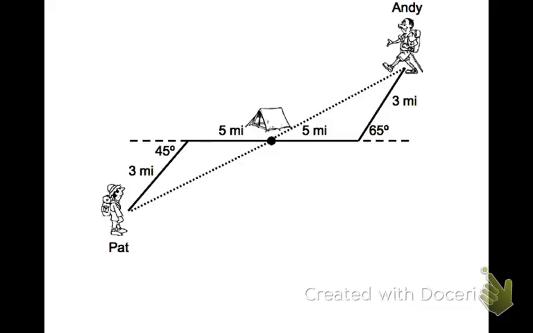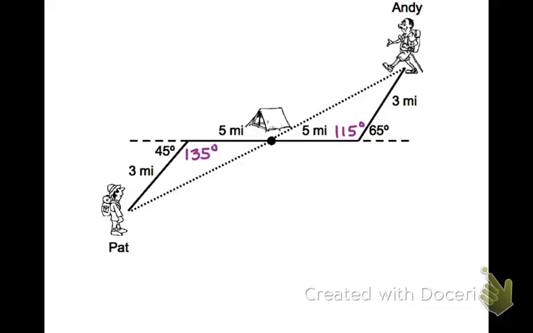All right. Let's see who actually is right. What's the interior angle of this triangle going to be? 135. What's the interior angle of this triangle going to be? 115. So who is really closer? Andy. Andy is closest. Yep, you have to find that interior angle.